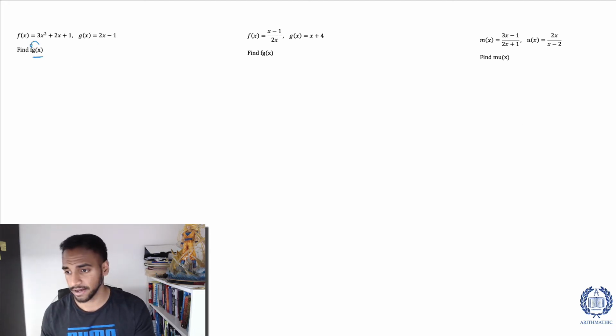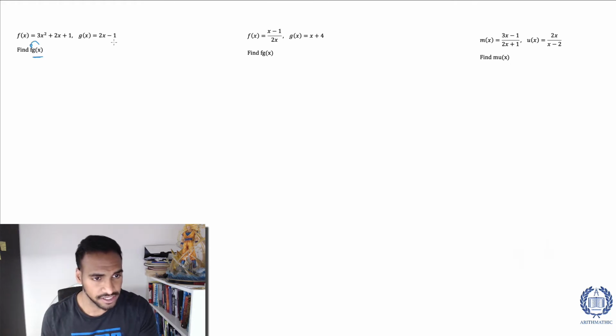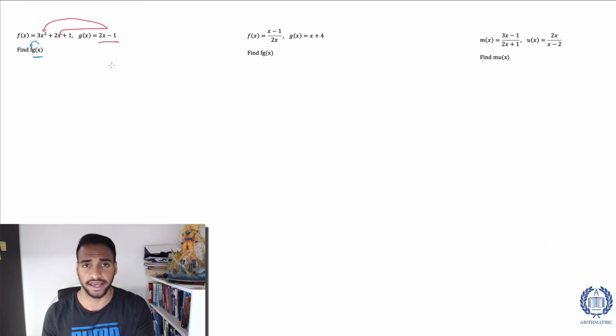So what do I mean by that? Let me show you. This is my g function, 2x minus 1. I'm going to take this function and sub it inside the f function where I see x. So this 2x minus 1 is going to go here where I see x squared, and it's also going to go here where I see x. So instead of x, you're going to have 2x minus 1. Let me show how that works.